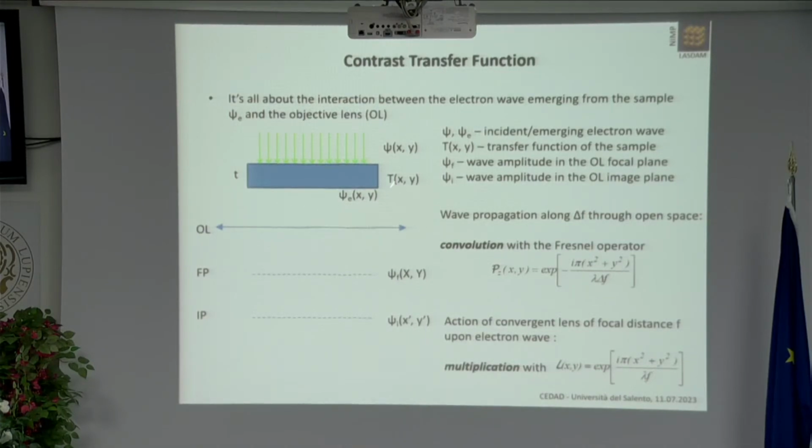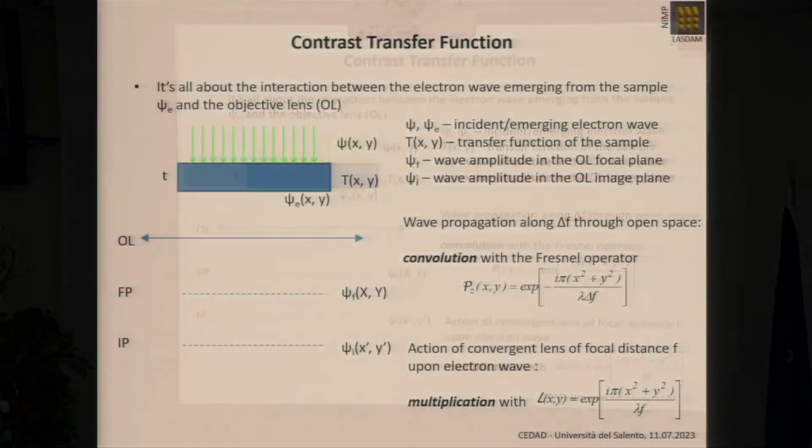So it all comes to finding the relation between the electron wave leaving the sample until it gets to the image plane of the objective lens. I have defined here the terms that we are working with. We work with the incident and the emerging electron wave. We have a transfer function associated to the sample. We operate with different operators in order to describe the propagation of the electron wave in the free space between the different components, different lenses in the microscope.